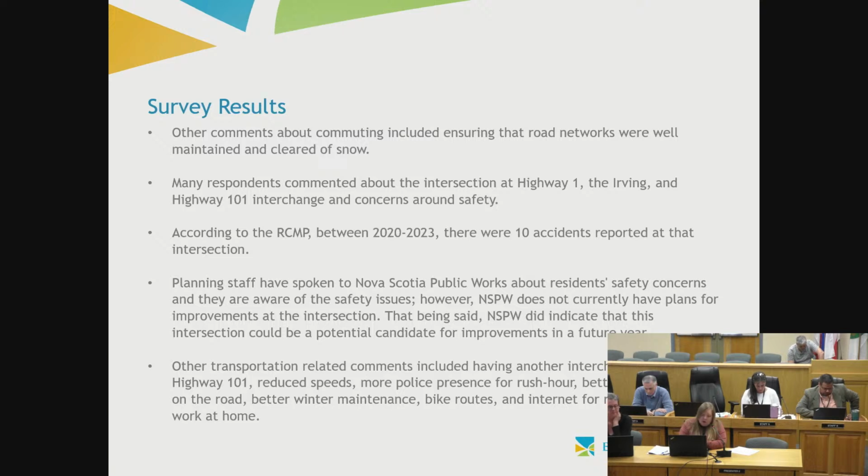Other transportation-related comments included having another interchange to access Highway 101, reduced speeds, more police presence for rush hour traffic, better painted lines on the road, better winter maintenance, bike routes, and internet for residents who work at home.